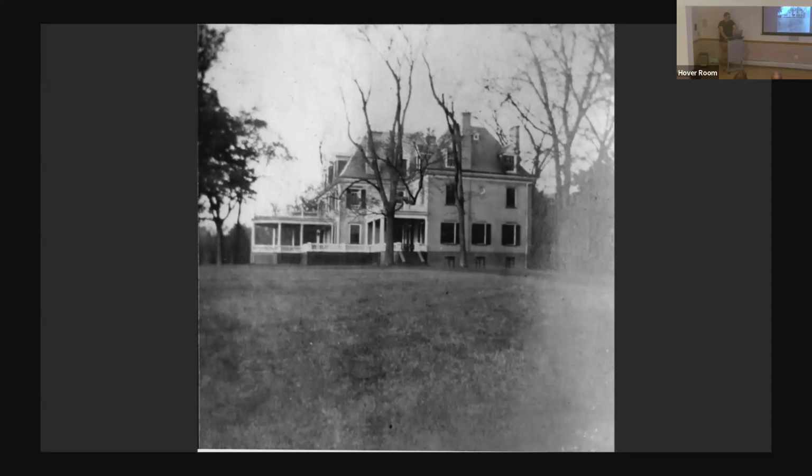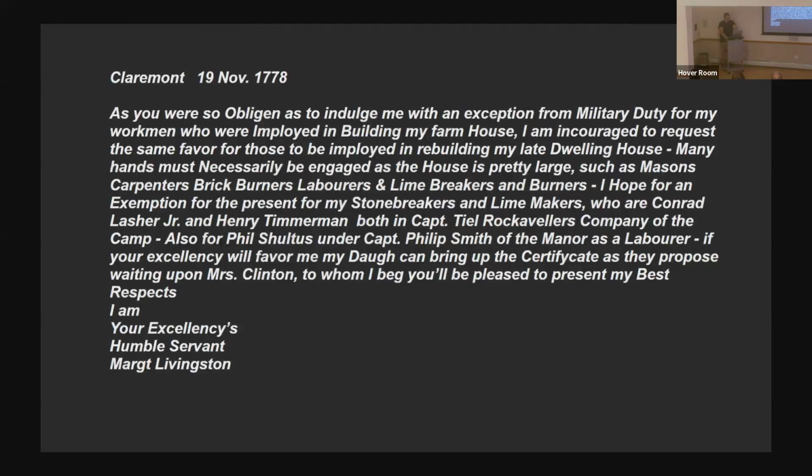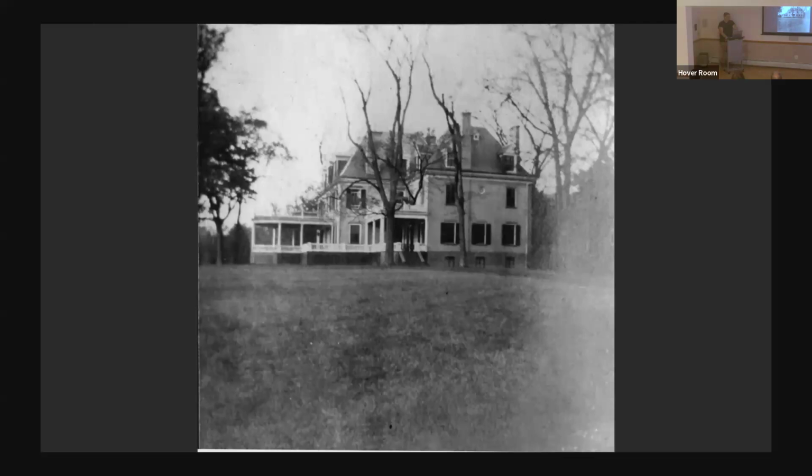This is an old photograph of the Claremont mansion, 1910 or so, give or take. This is, I think, from the Emily Hover album that we have at the history department. That building, the version of Claremont that you see today, was what was rebuilt after the original Claremont was burned down during the Revolutionary War.